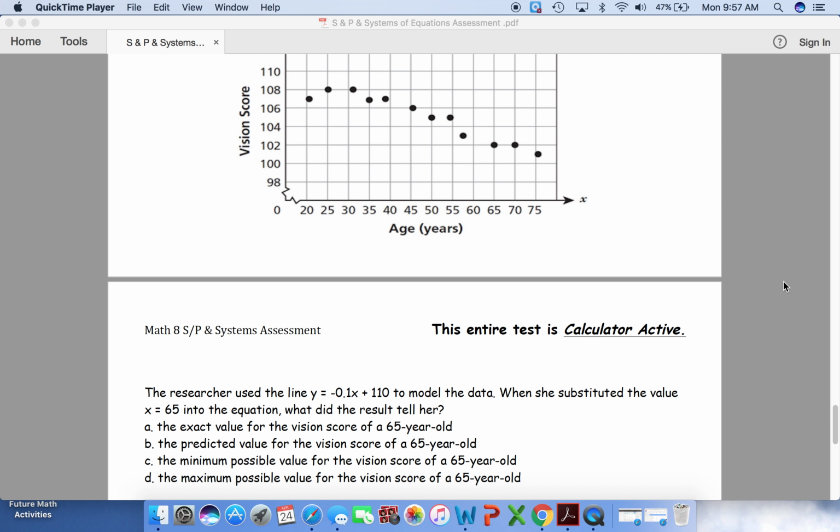A, the exact value for the vision score of a 65-year-old. B, the predicted value for the vision score of a 65-year-old. C, the minimum possible value for the vision score of a 65-year-old. Or D, the maximum possible value for the vision score of a 65-year-old.